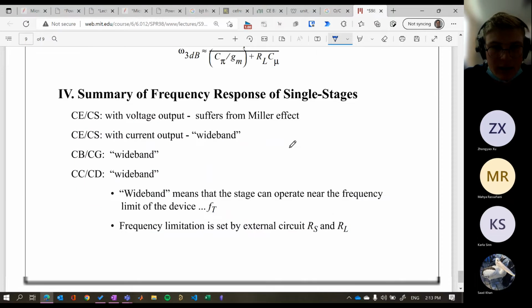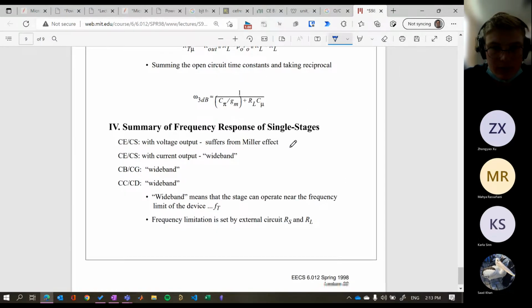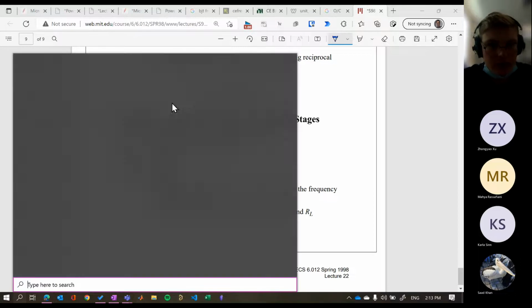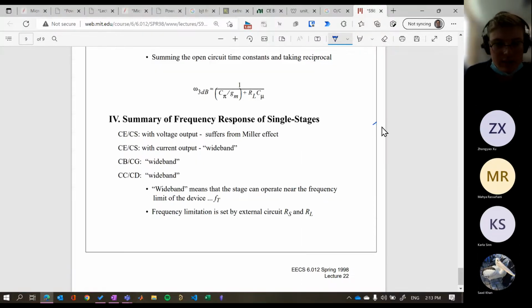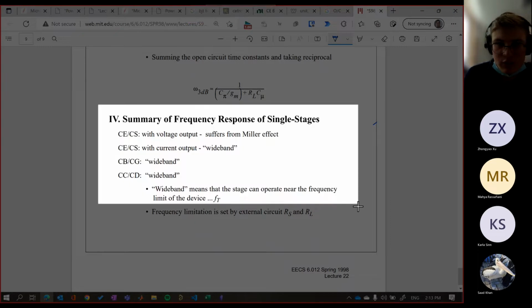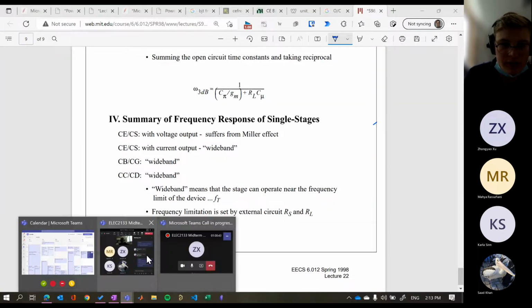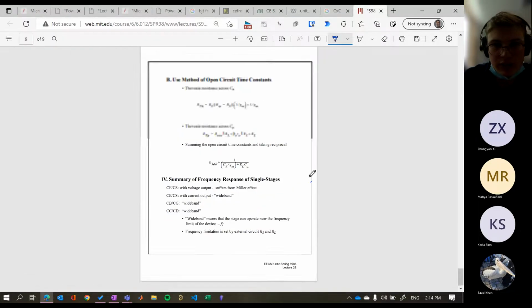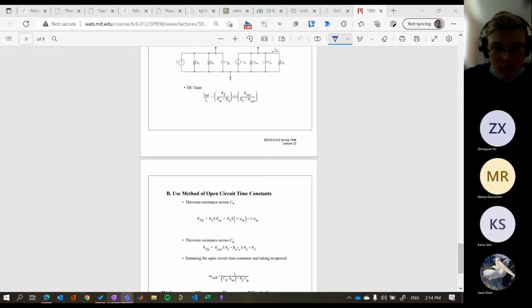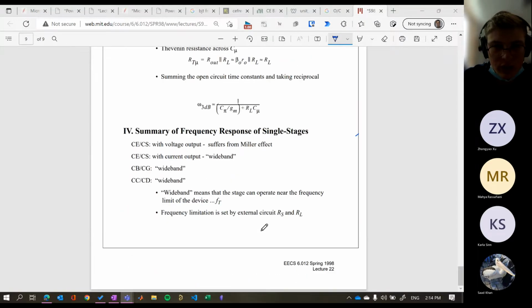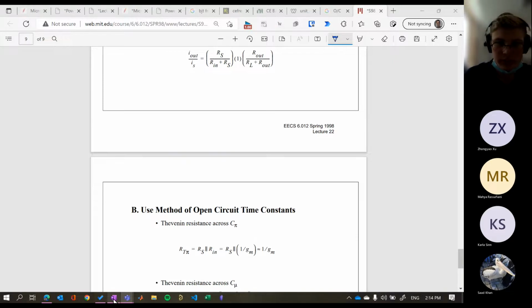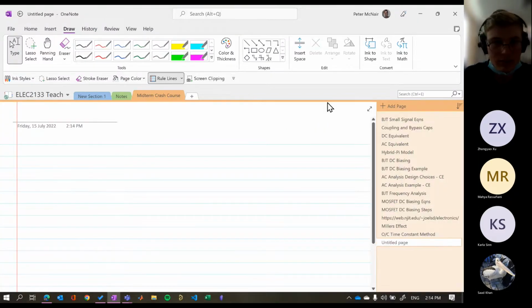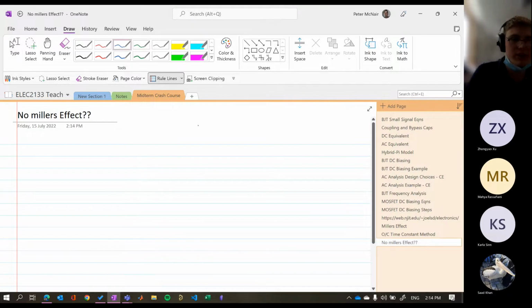Yeah, okay, this is a really good one. So I might just screenshot this and send it in to you guys. This is a very good summary of the frequency responses. So some circuits will suffer from Miller's effect and some will not. So being able to determine which ones will suffer and which ones will not is a very important skill. So how do we get no Miller's effect?